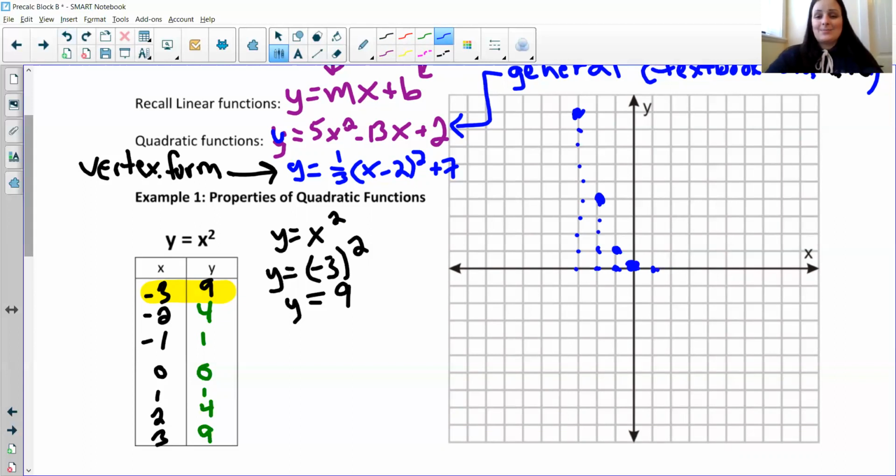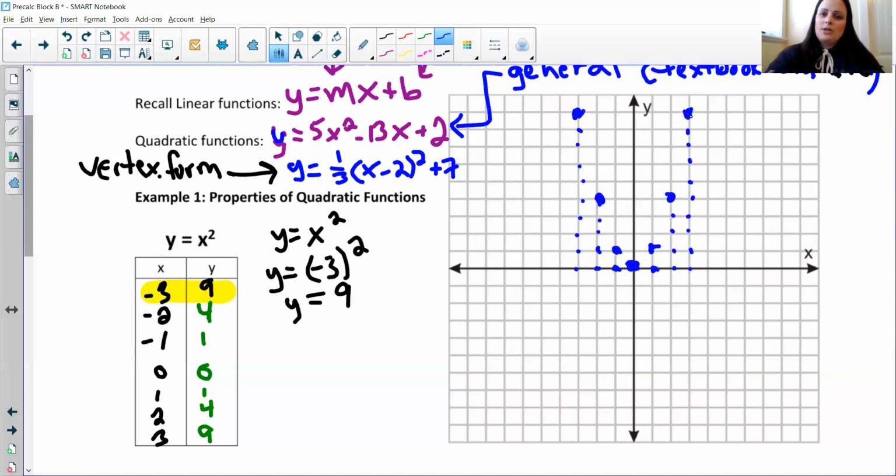So when x is +1, y is +1. When x is +2, y is +4. 1, 2, 3, 4. And when x is +3, y is +9. 1, 2, 3, 4, 5, 6, 7, 8, 9.